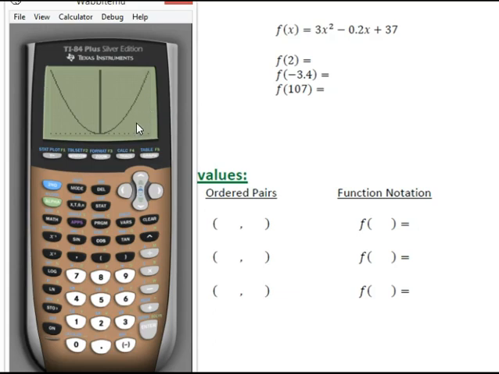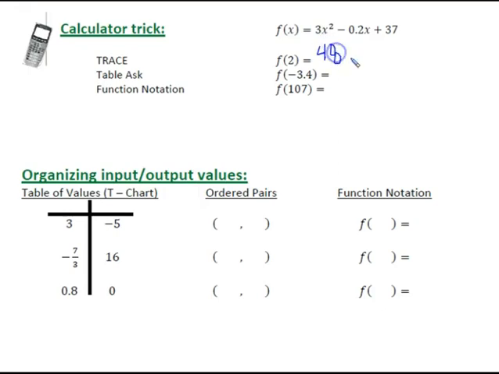Once it's done graphing, we're going to use the trace option up top, and whenever you hit trace you can select whatever value you want to choose. In this case we're choosing 2, that's our independent or x value. We can hit enter, and it looks like it's 48.6. So we can write 48.6 right there. That was pretty quick.